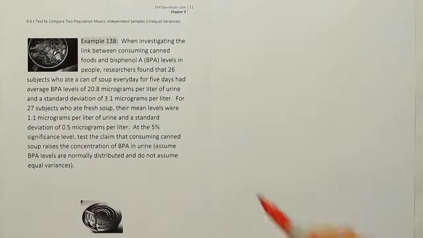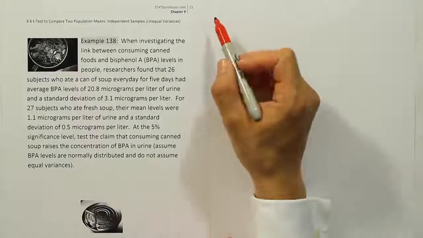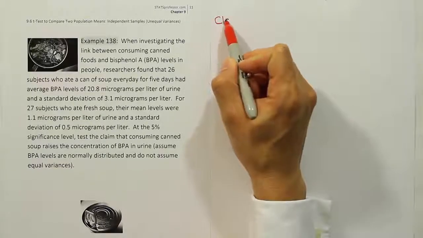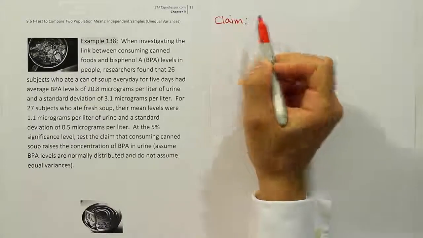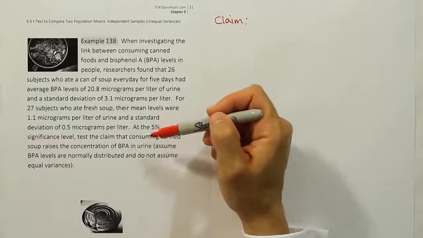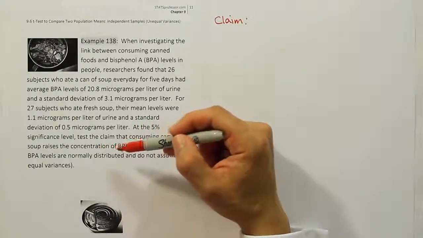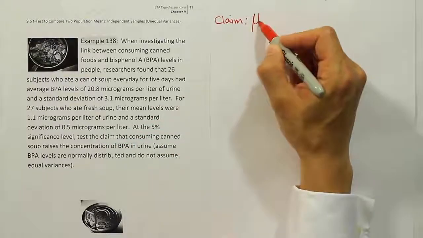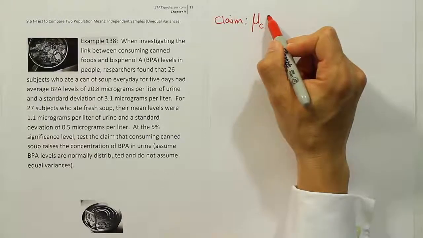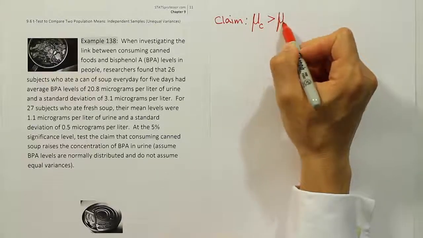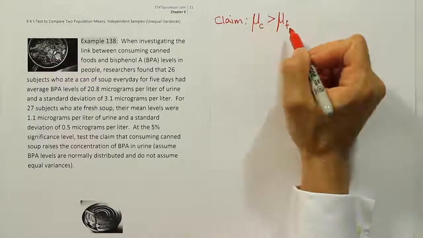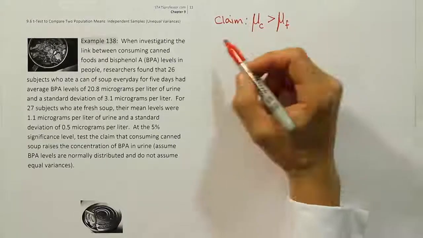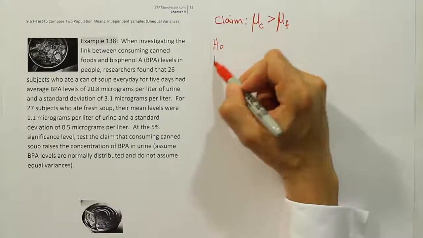Okay, so once I recognize all that, my next step is to identify the claim in the problem. So it says here that test the claim that consuming canned soup raises the concentration of BPA in the urine. So this would mean that the mean for canned soup drinkers is greater than the mean for fresh soup drinkers. So C for canned, F for fresh is what I'm using. Let's get the null hypothesis and the alternative then.